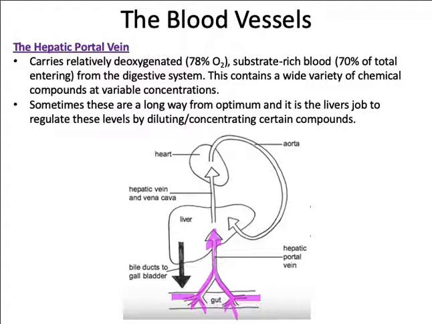But we call this blood substrate-rich blood. It contains lots of products of digestion, lots of glucose, lots of amino acids, etc. So it contains a wide variety of chemical compounds at a whole variety of concentrations. Sometimes the concentrations are a long way off their optimum, and it's the liver's job then to regulate these levels by diluting or by concentrating certain compounds.